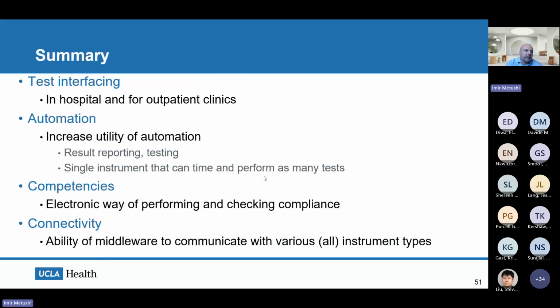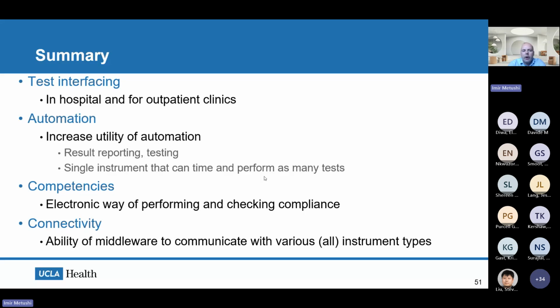So test interfacing is a big ticket item. It's important to have for both the hospital and outpatient clinics. In the outpatient clinics, we currently don't have it, and it's going to be a long project. We are working on it, one clinic at a time, because you have to provide data ports, cloud storage, and storage for the data. So it's not easy. I wasn't aware of this, but connectivity is very expensive, so doing this is also a costly project.